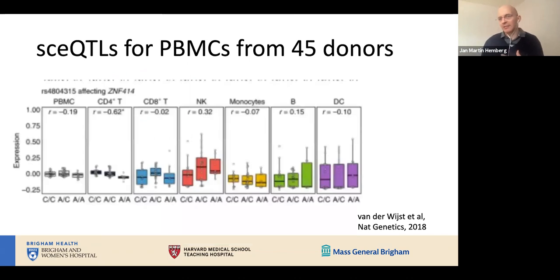So the first study that looked at QTLs in a single cell data set at a meaningful level was published in 2018 from the Franke group. They looked at about 25,000 cells from 45 different donors. They found, I think it was 379 different cis-eQTLs. Most of these, I think about 330 or so of them, were also found in an equivalent bulk RNA-seq sample.